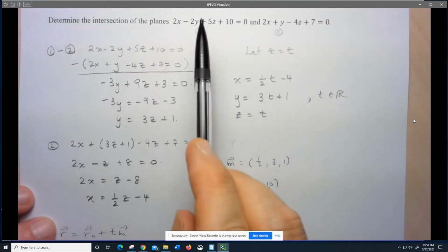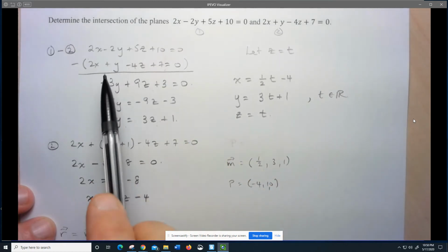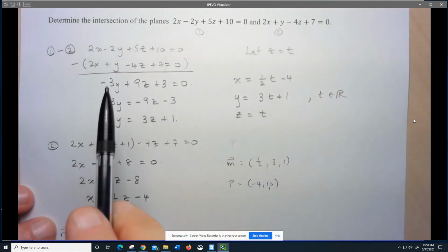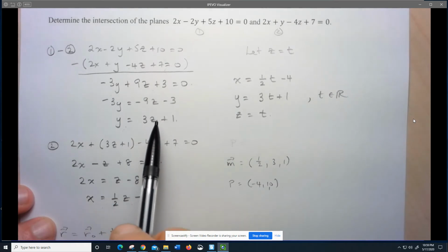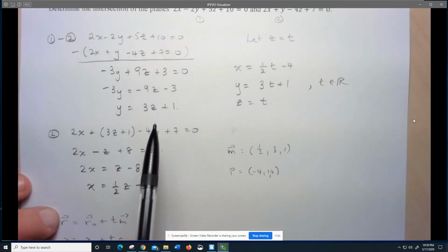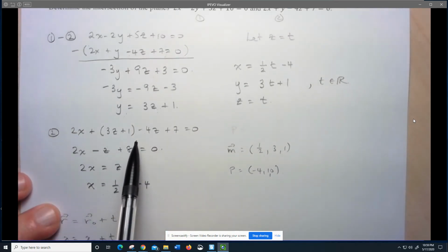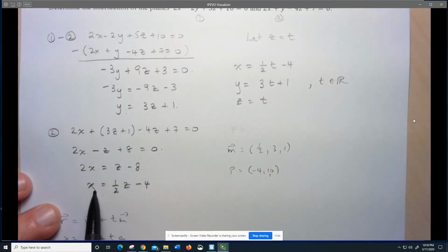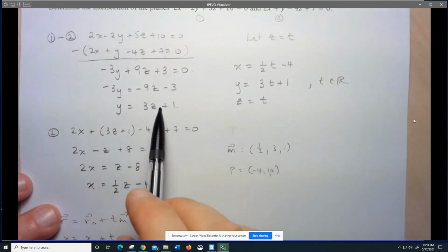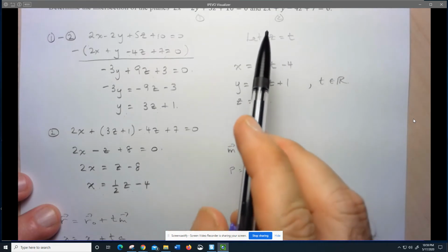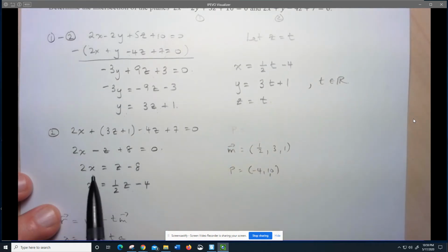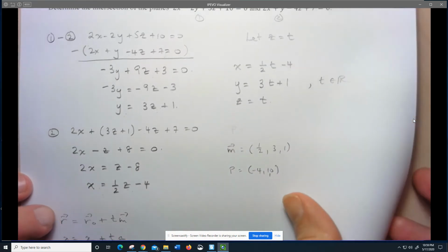Okay, so let's recap the steps. Step number 1, eliminate one of your variables. Once you've done that, write one component in terms of the other, and then substitute that into one of your equations to write the third component in terms of the same variable. So this is what's important here. It was important that both x and y were written in terms of z. All right, and then whatever you're writing them in terms of becomes the parameter in the equation of your line. All right, so let's do a couple more examples.